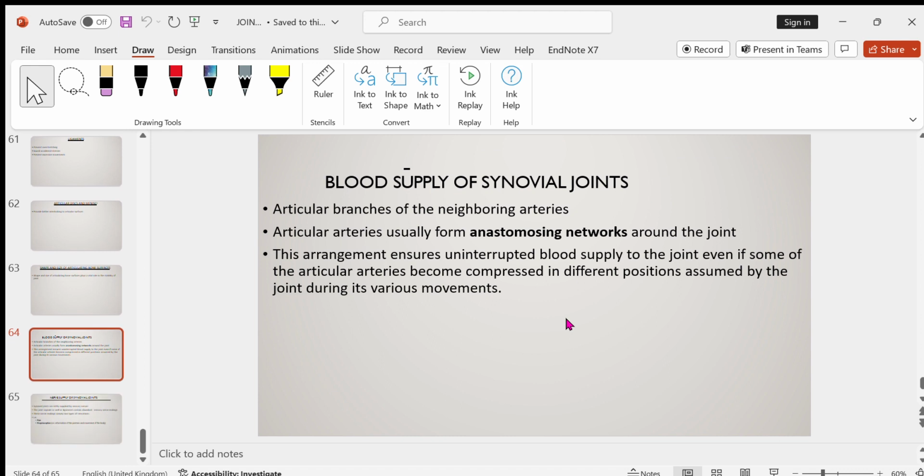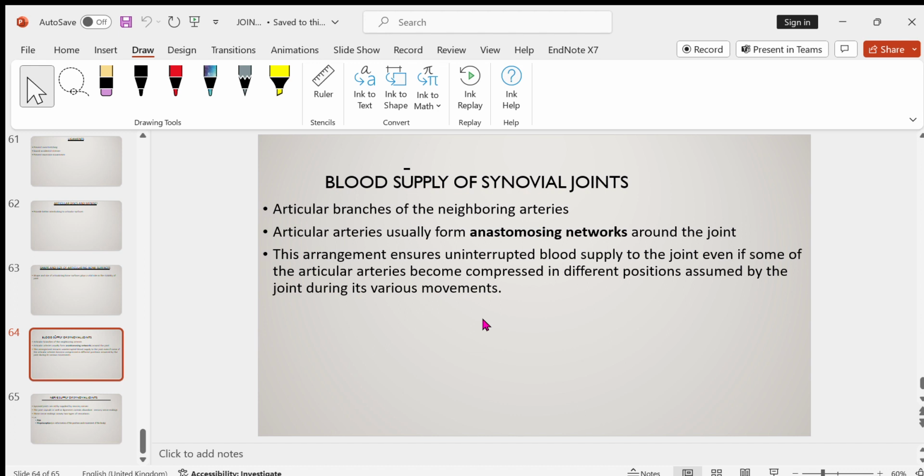Next is blood supply of synovial joints. Blood supply of synovial joints is by the branches of the arteries that are making anastomotic channels around the joint. I have told you in my previous lectures that the epiphyseal arteries were the arteries of the joints surrounding that particular area. So these arteries, which are making anastomotic channels around the joint, they supply the joint.